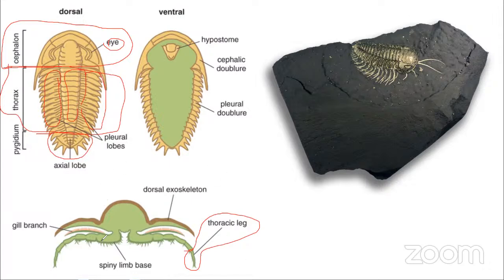So we can see this from a couple of different orientations. Usually, I don't exactly know why, we usually get dorsal views of the trilobites. But do they have an exoskeleton? Yeah, they totally do.